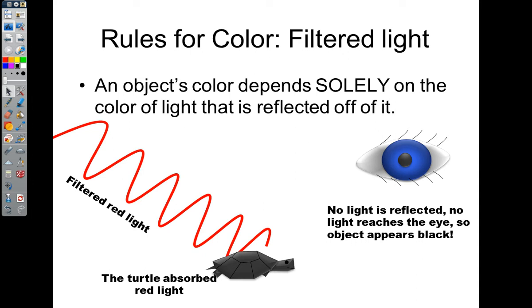So that means the turtle didn't have to be green. The turtle could be yellow or blue, and it would still look black under a red light. Okay, so what if I have another example? Say I have a red room, completely red. Ceiling's red, walls, floor, red. It's your room, Javon, I don't know.